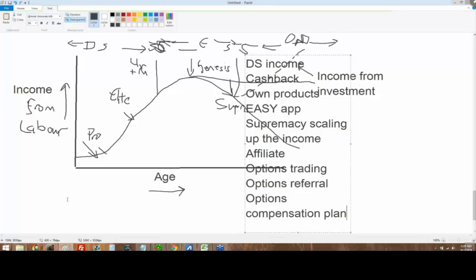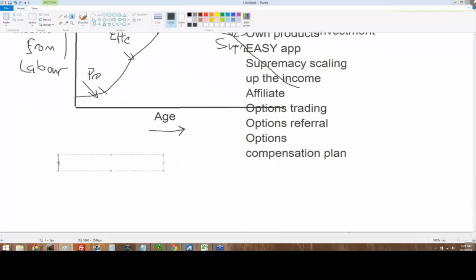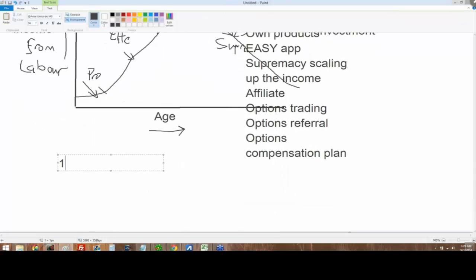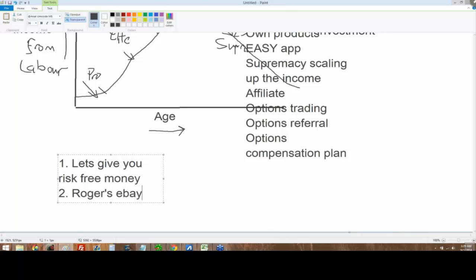So we tried to actually fix that by making a 3-step system. Step 1 was, let's give you risk-free money. Step 2 was Roger's eBay training. At that time, we didn't have any of the software to go with it, so we did have some discrepancies, but it was great. Nobody had something as good as that anyway. So then we had Roger's eBay training.